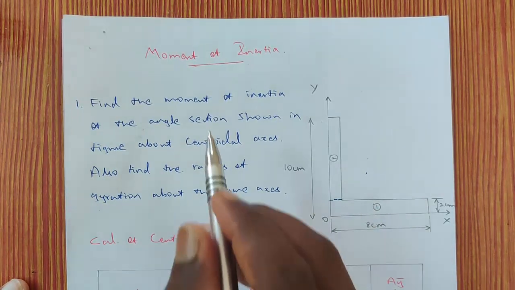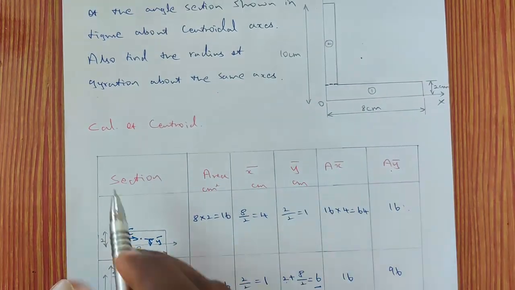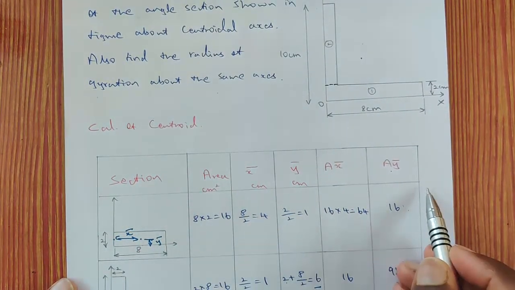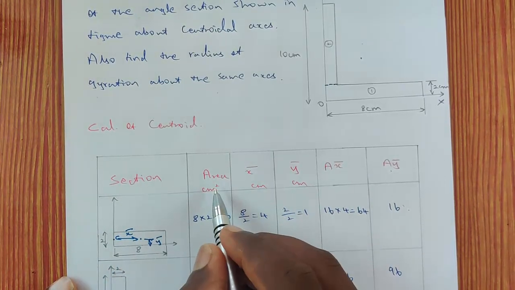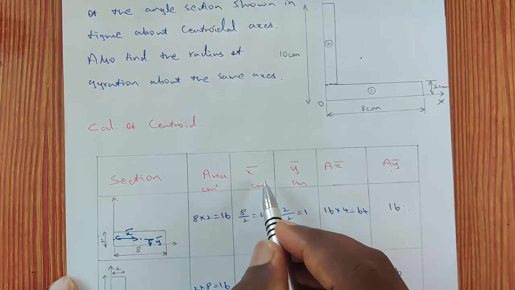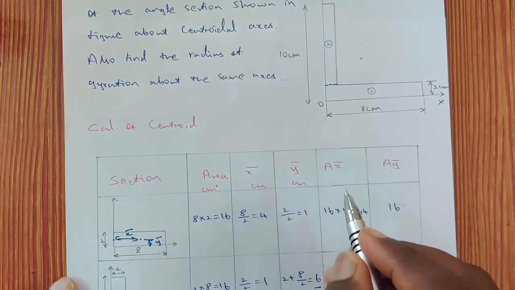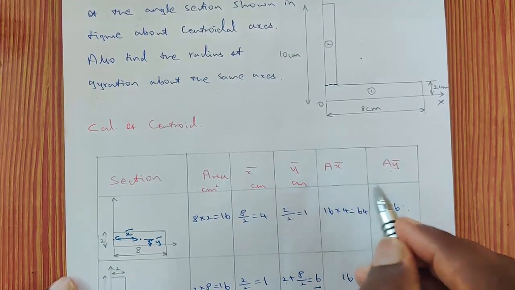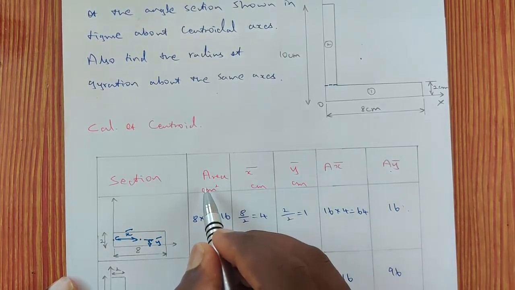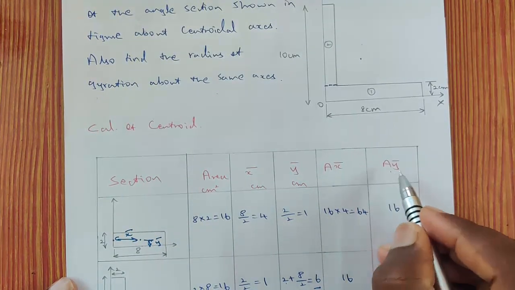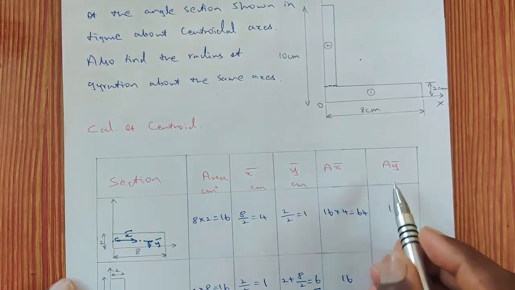The first step to find the moment of inertia is calculation of the centroid. To calculate the centroid, construct a table like this. The first column is section, the second column is area, the third column is x bar, the fourth column is y bar, then it is ax bar, finally it is ay bar. Ax bar is the multiplication of area and x bar. Similarly, ay bar is the multiplication of area and y bar.